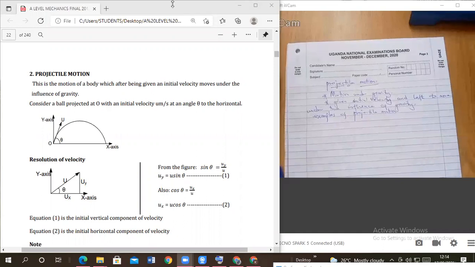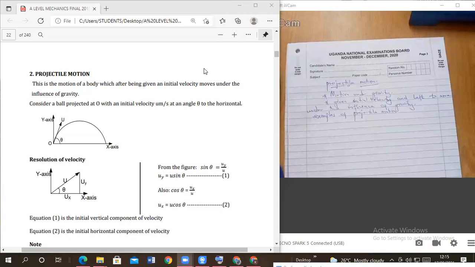Yes, Sandra. You play netball, not so? No. You don't play netball, but have you ever watched people playing netball? Yes. When you look at the motion of the netball, which motion do you think it is describing?